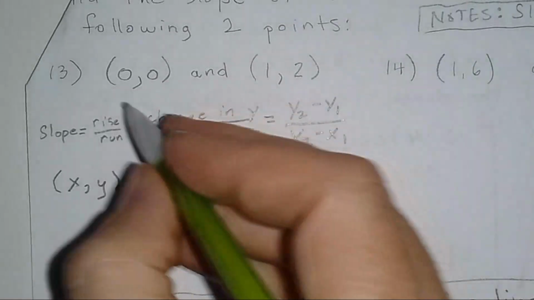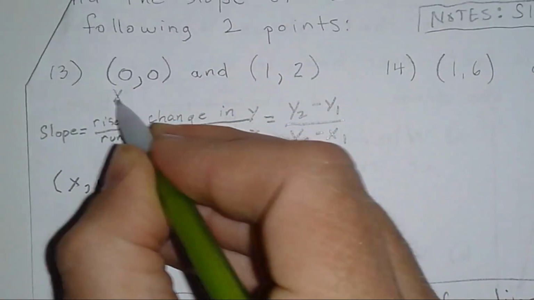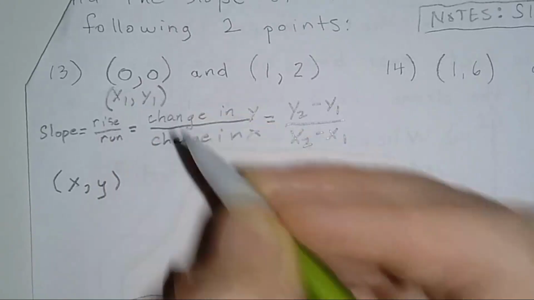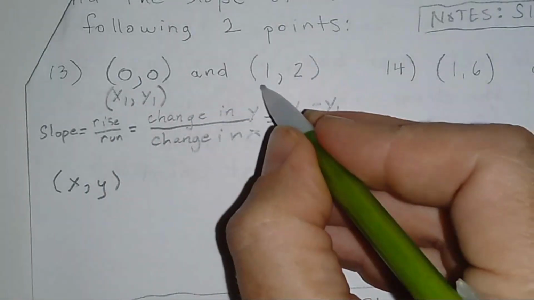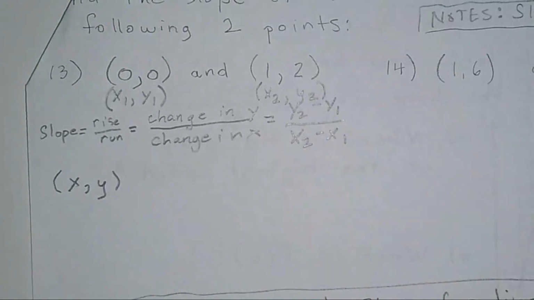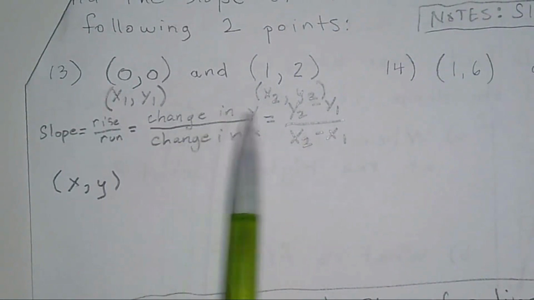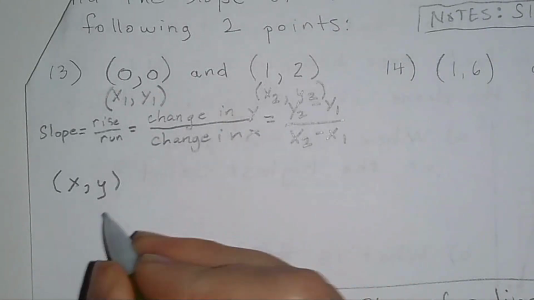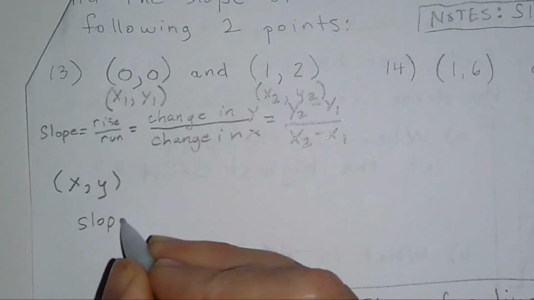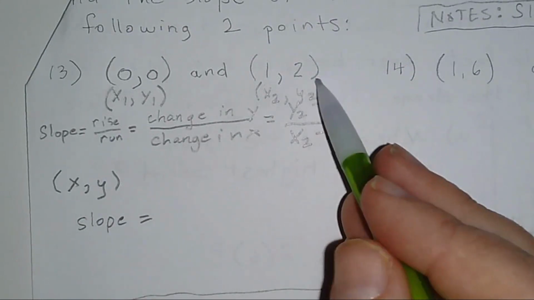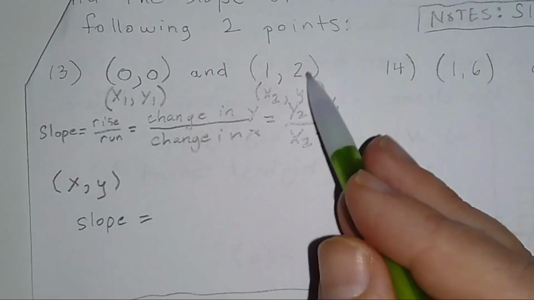So I can go back and just say, all right, let's call the first one point 1, and we'll call these x1 and y1. Let's call the second point point 2. We'll call these x2 and y2. Now it's just a case of substituting in here. So my slope is y2, which I happen to label this one y2.